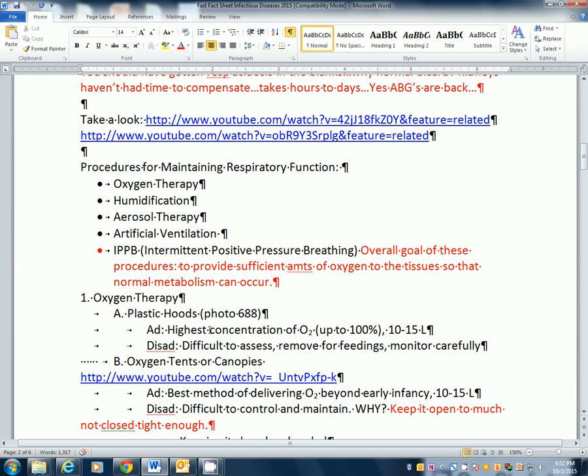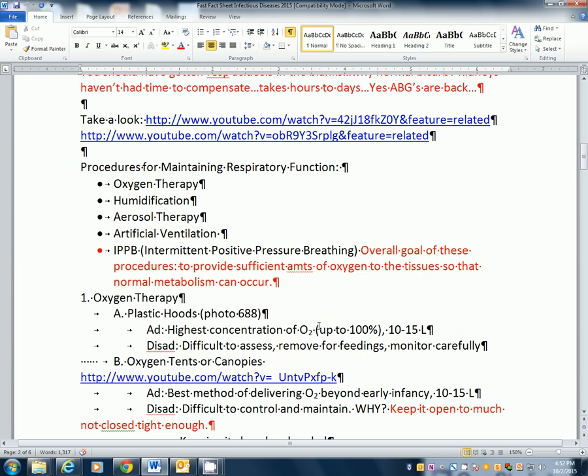If we look starting in your book on page, looks like 688, you will see a picture of an oxygen hood, or a plastic hood, as they are also called. This is mainly used in newborns and early infants. And it delivers the highest concentration of oxygen. In fact, it can deliver up to 100%. The O2 has to be set at 10 to 15 liters, and that is the advantage of a plastic hood.